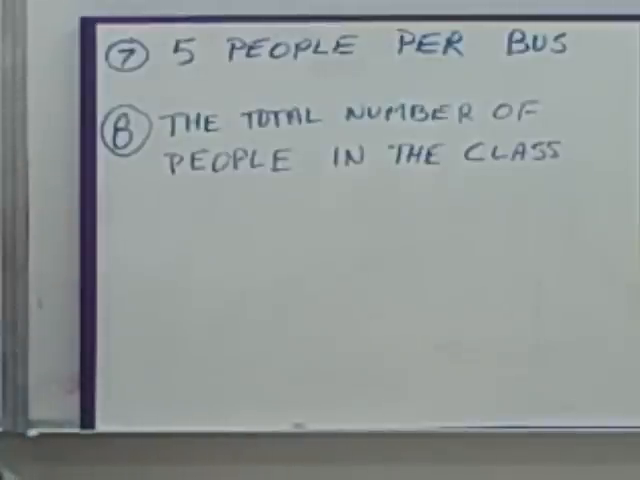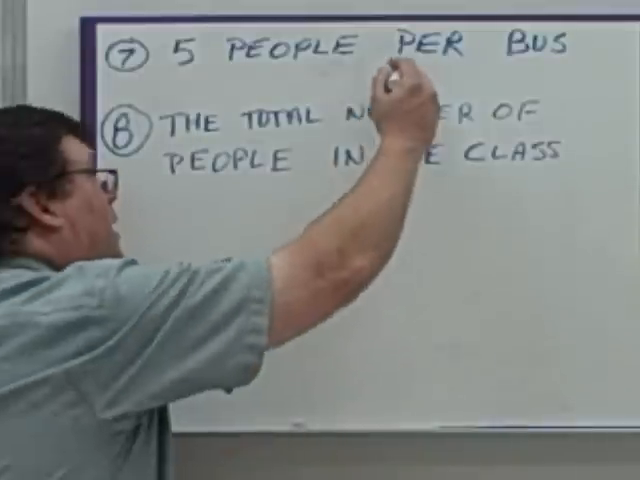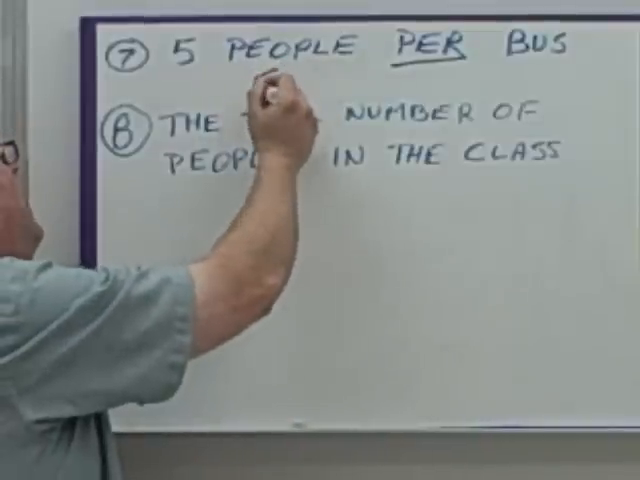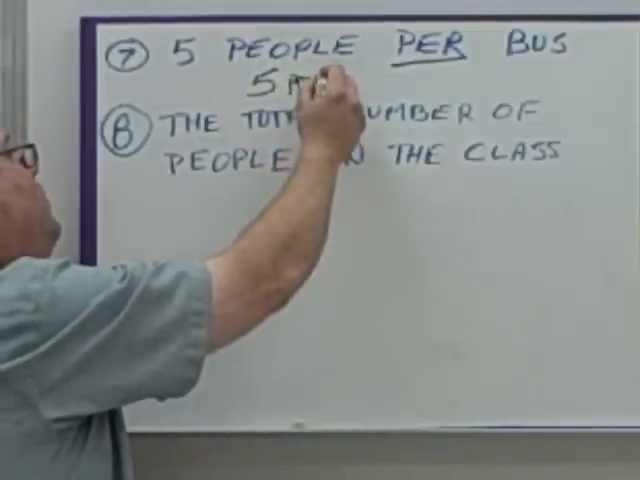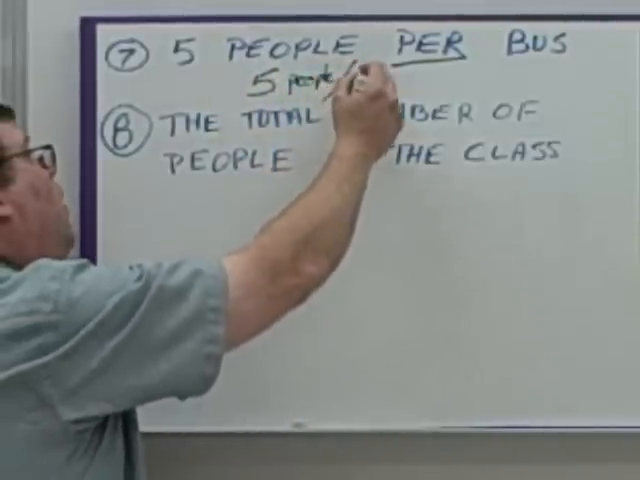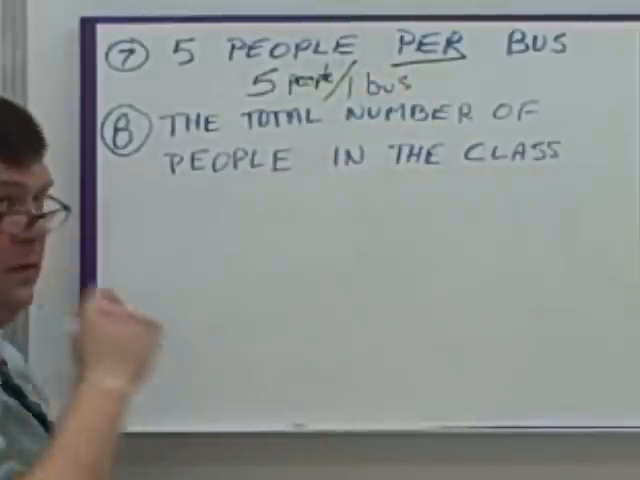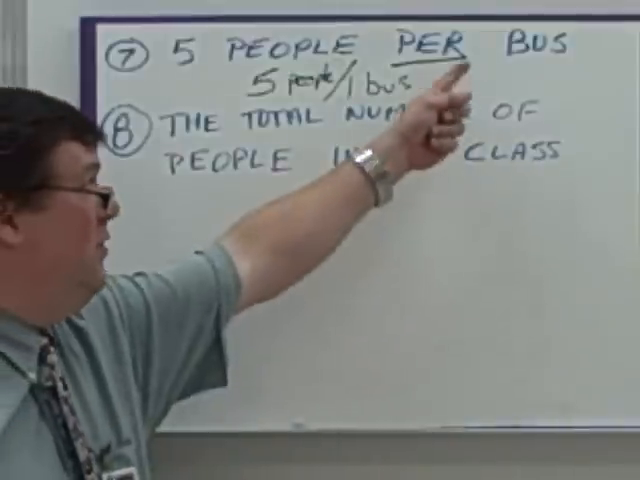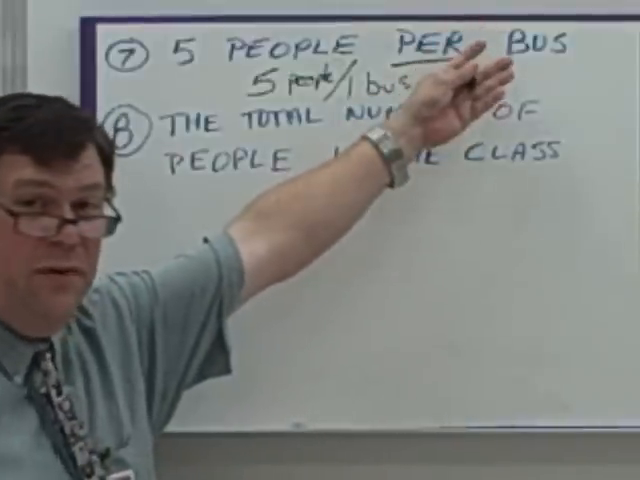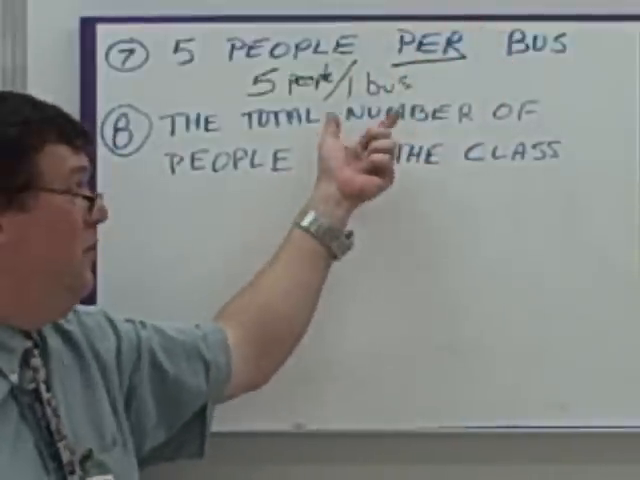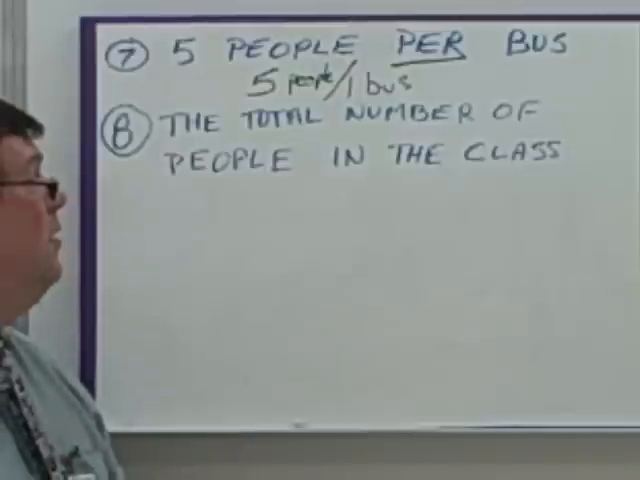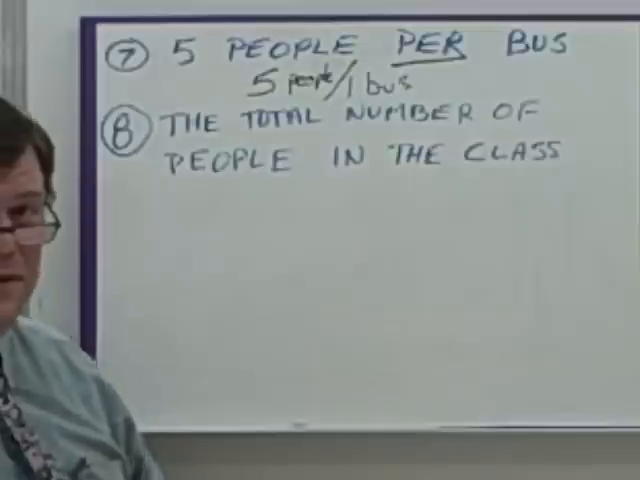A couple more here. 5 people per bus. The key word here, per. That indicates division. So we're talking about 5 people per 1 bus. There was no 1 there. But when there is just some word description there and there's no number in front of it, it's understood you have 1 bus. So it's 5 people per 1 bus. So it is an indication of division.